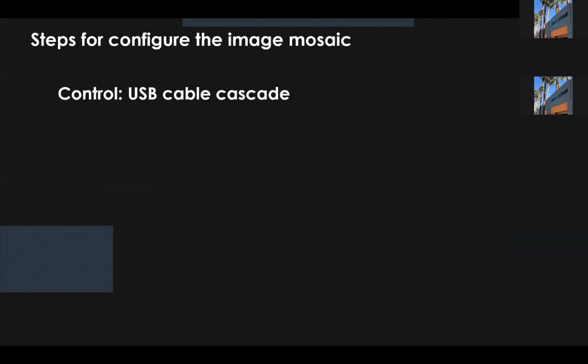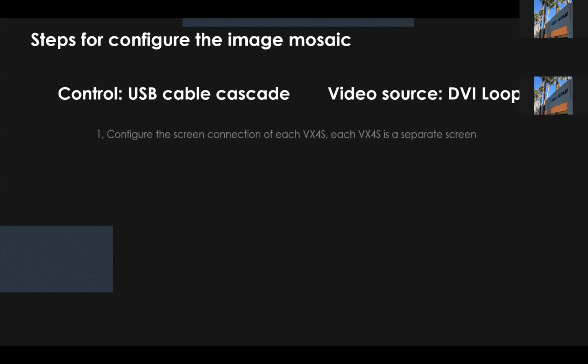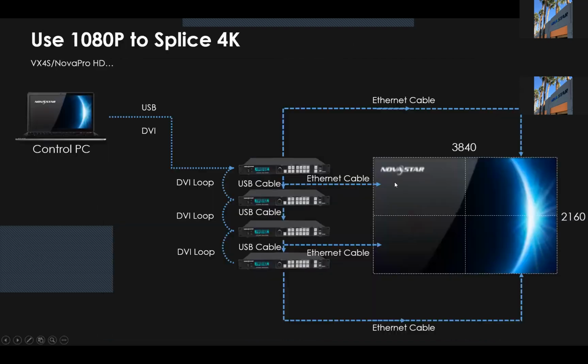Steps for configuring the image mosaic. The first thing, control. We use USB to control the VX4S, and we also use a USB cable for cascading other devices. The second, video source: DVI and DVI loop. That's the reason why we choose DVI, because for VX4S you only have a DVI and a DVI loop. Then configure the screen connection of each VX4S, and each VX4S is a separate screen, just as I showed you.